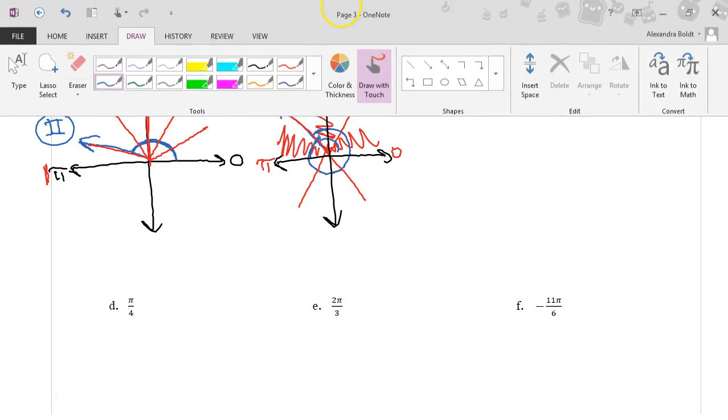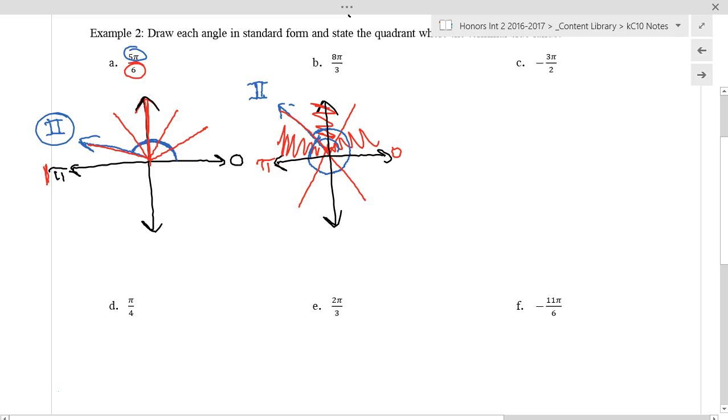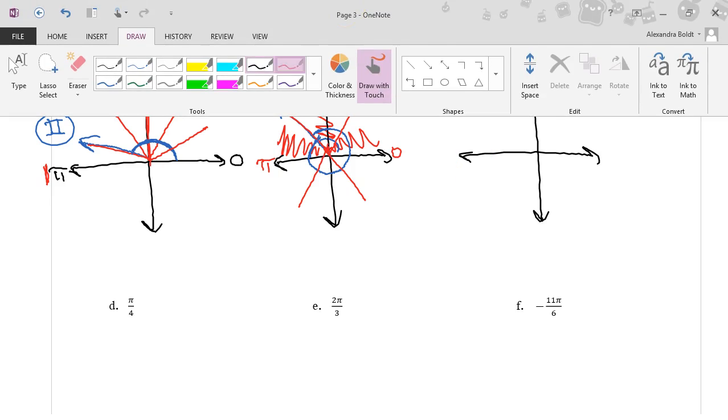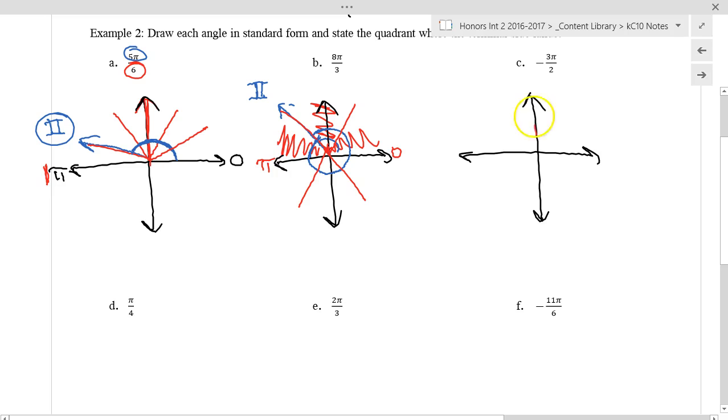All right, let's look at our next one, negative 3 pi over 2. I'm going to take the top half and split it into 2 halves. All right, well, that's easy. That's just this line here. Let's put the bottom into halves as well.